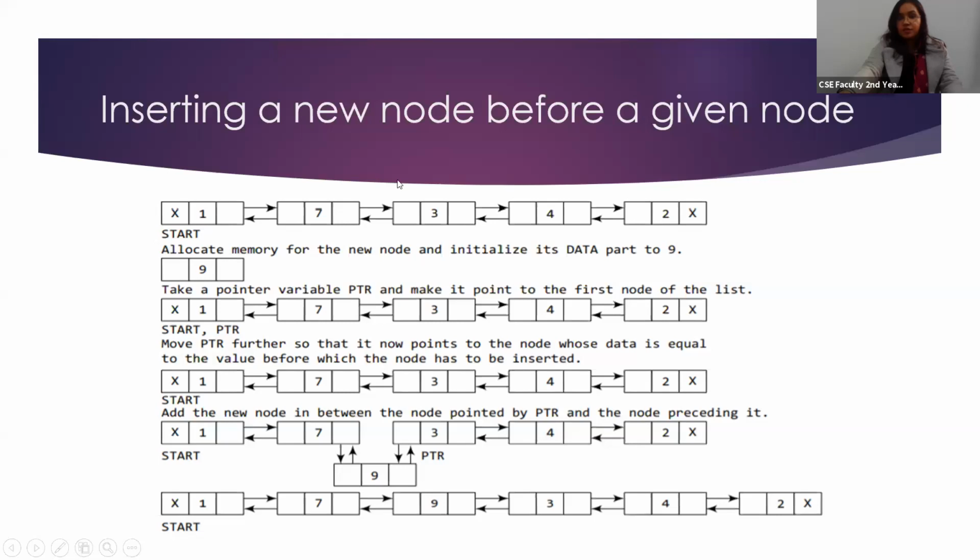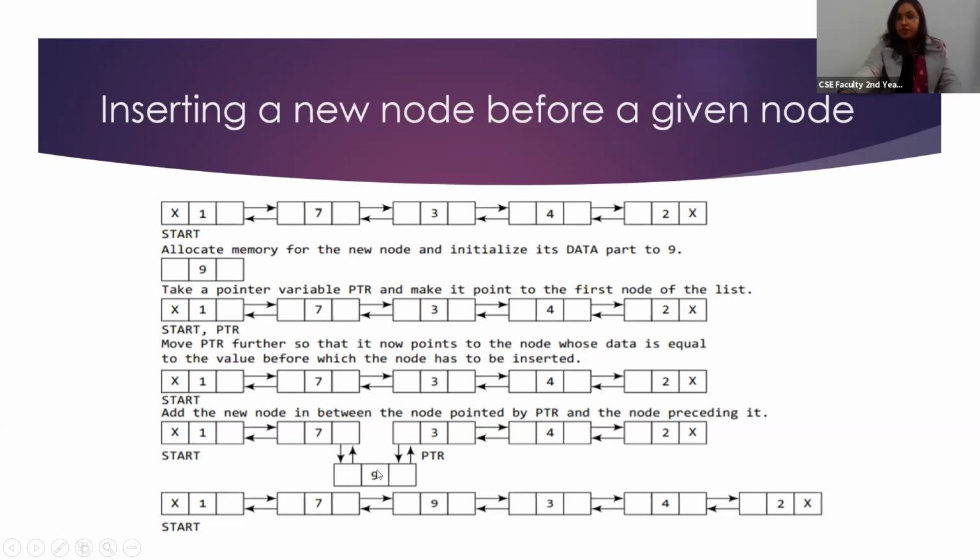So this is the doubly linked list which is already given. And this is my new node. I want to insert it before a given node. Suppose I want to insert this new node before the node 3. So this pointer variable is taken and it is traversed till it reaches the node which contains the value 3. That means here. So now the pointer is here.